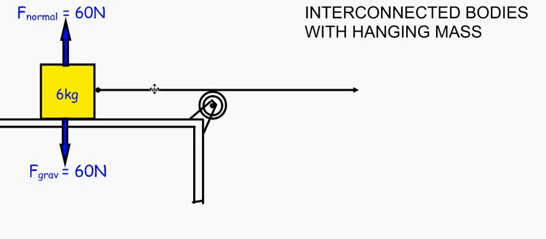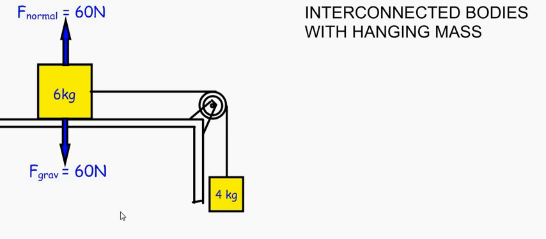One way we could do this is to attach a string to it and pull it to the right. Since the surface is frictionless, the mass will have a resultant force or a net force to the right, and therefore accelerate to the right.